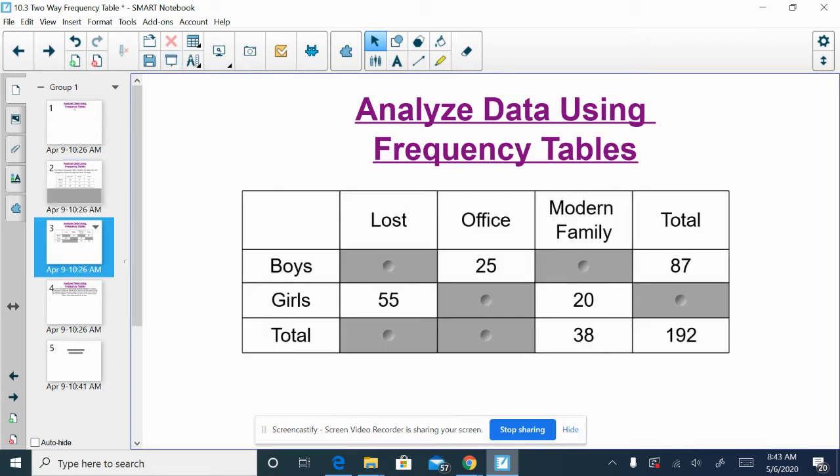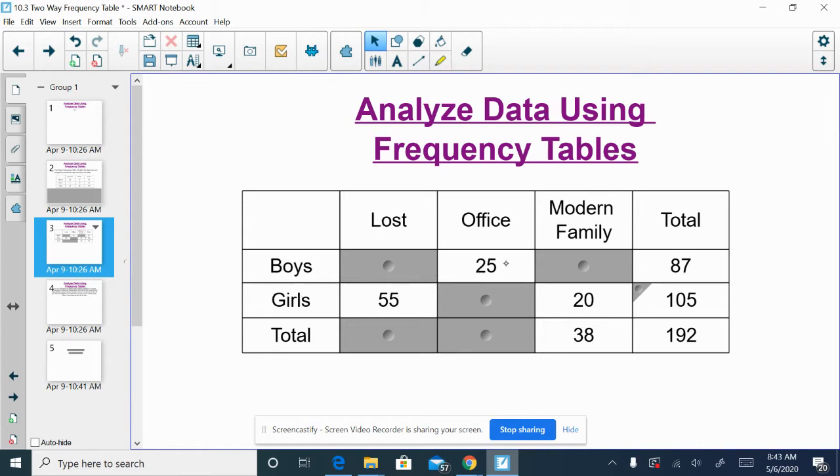Some of the types of questions are going to be things where you have to fill in the additional information. So like here, this is favorite TV show, and once again, gender. So when we compare totals, there's 87 total boys and an unknown number of girls, but in total there's 192. We should be able to do that subtraction, right? 192 minus 87 and get 105. So we should be able to build the whole two-way frequency table following those same ideas.